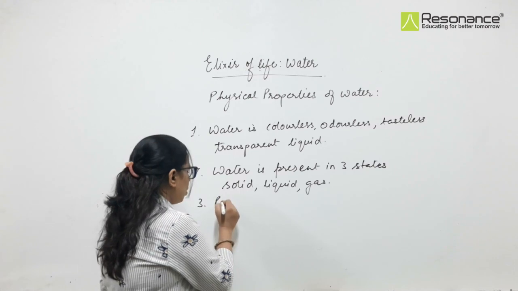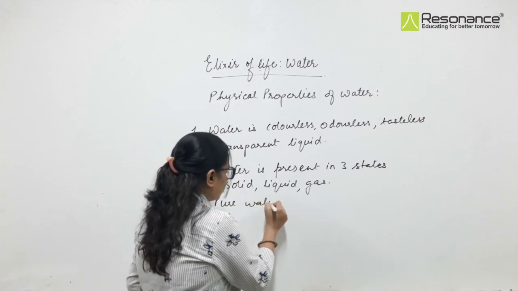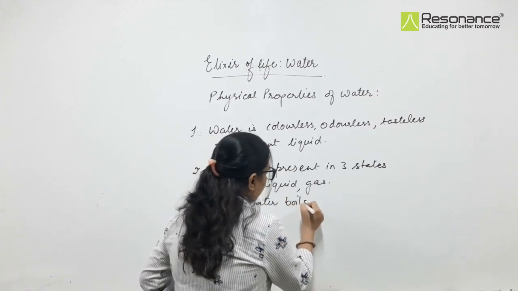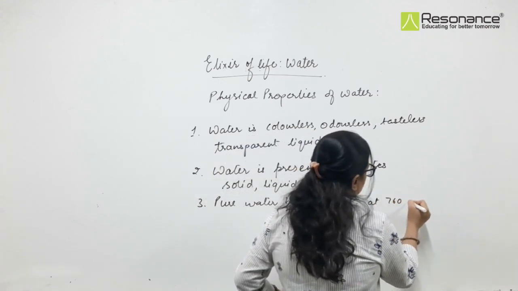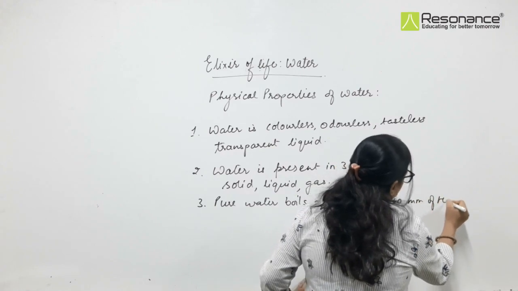Third, pure water boils at 100 degrees Celsius at 760 mm of Hg.